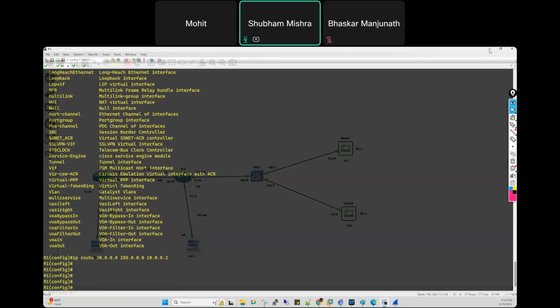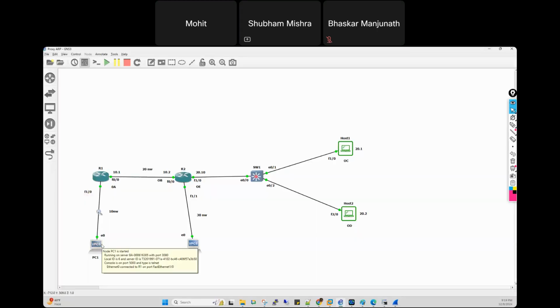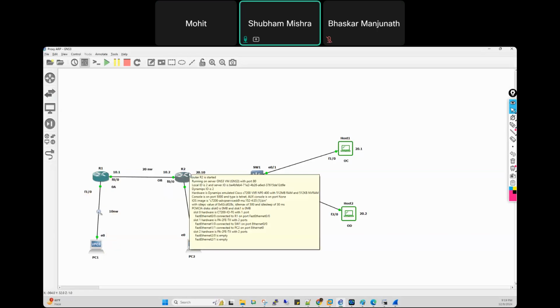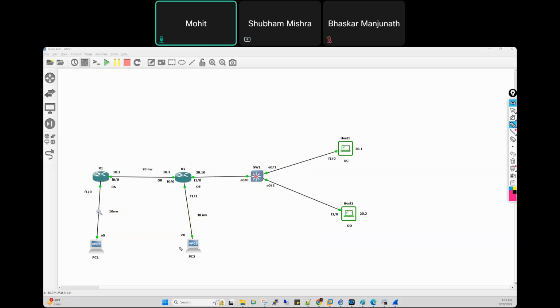Now tell me, PC number 1 will generate the packet. The packet reaches R1. R1 forwards this packet towards router number 2. But when the packet reaches here, what will router number 2 do? Router number 2 will check what is the source IP address, 10.0.0.1, and what is the destination IP address, 30.0.0.1.